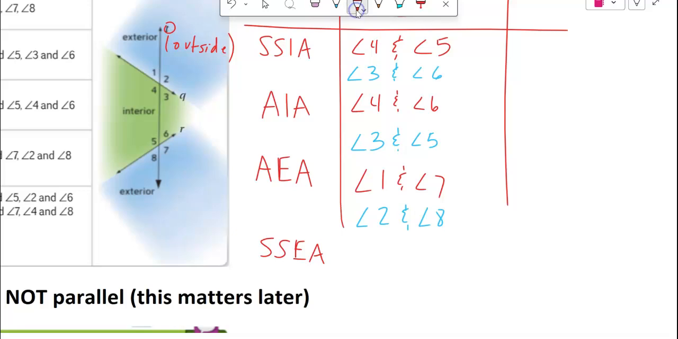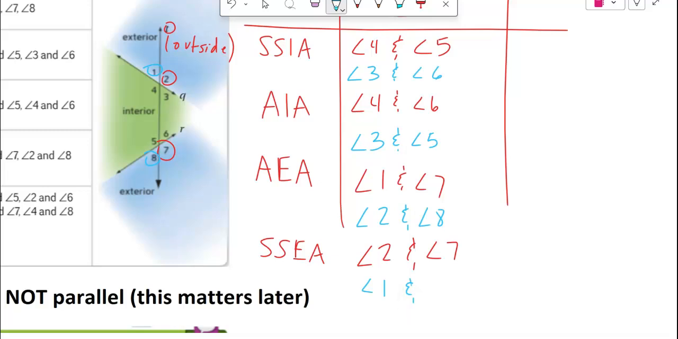Y'all give me the same side exteriors. Sean, give me 1, 2, and 7. So now, same side. They're both on the right of the transversal. Exterior. They're both in that blue region outside of Q and R. And what's the other? What's the other one? Towns. 2 and 7, 1 and 8. Very good.